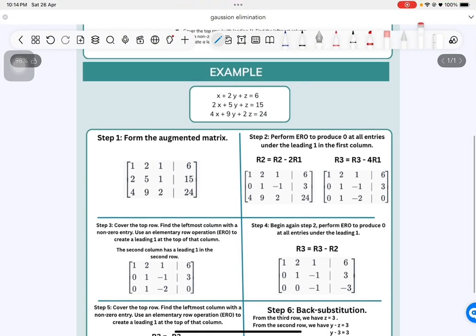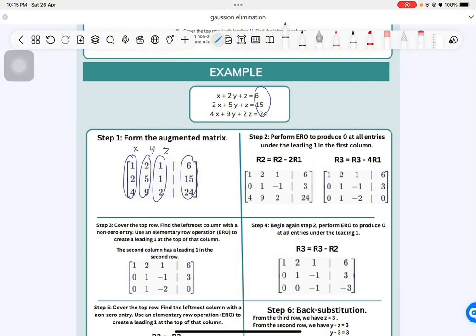Okay, for example, here I take x plus 2y plus z equals 6, 2x plus 5y plus z equals 15, 4x plus 9y plus 2z equals 24. Okay, first step, we make the augmented matrix, that is, in this column we put x, this column we put y, this column we put z, and this column we put the numbers on the right side.